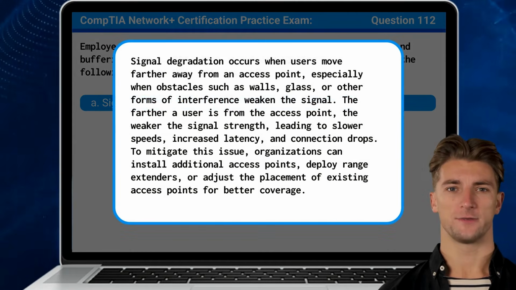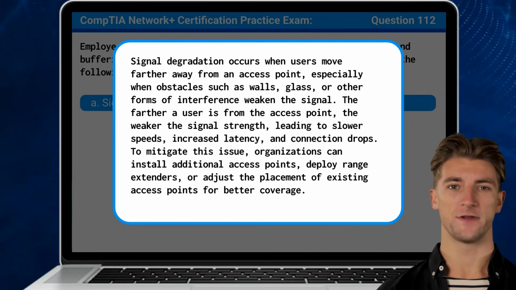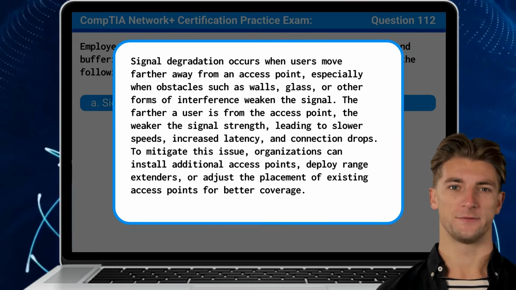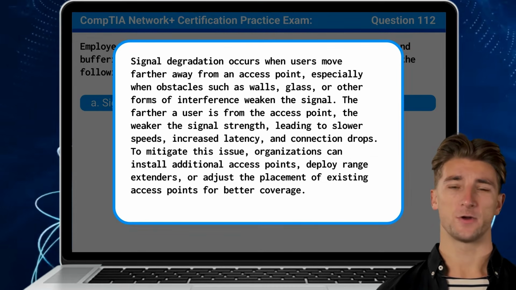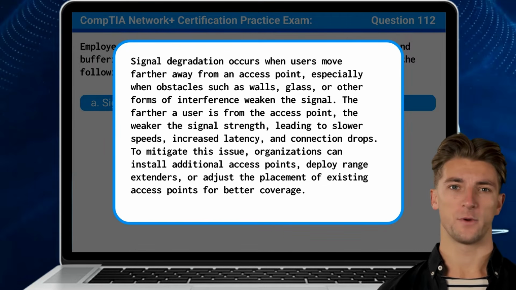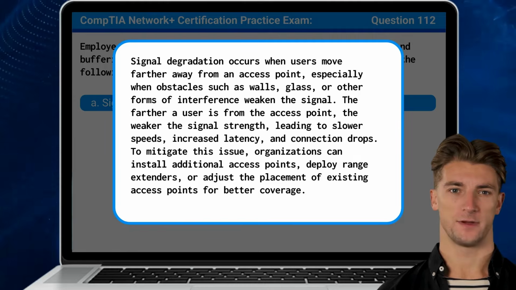Signal degradation occurs when users move farther away from an access point, especially when obstacles such as walls, glass, or other forms of interference weaken the signal. The farther a user is from the access point, the weaker the signal strength, leading to slower speeds, increased latency, and connection drops. To mitigate this issue, organizations can install additional access points, deploy range extenders, or adjust the placement of existing access points for better coverage.